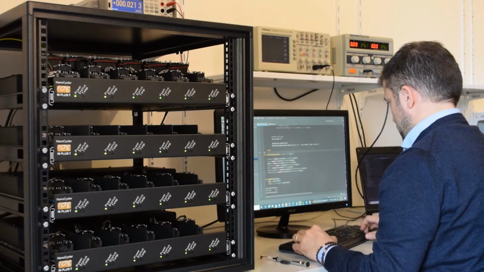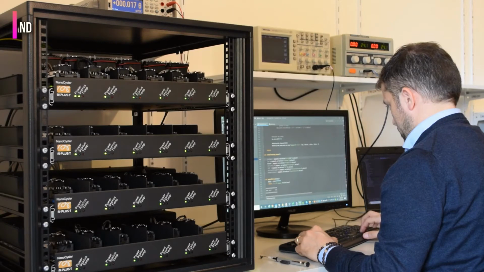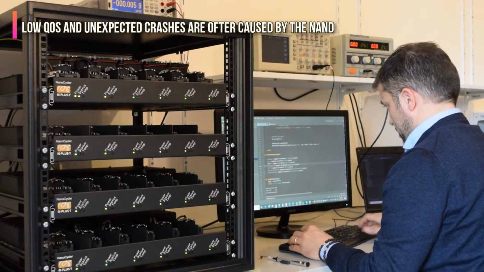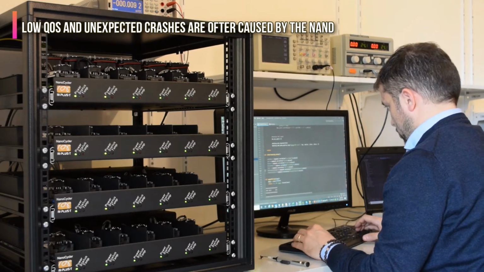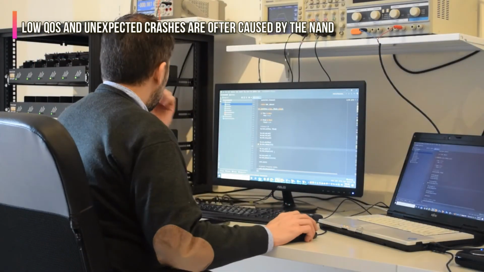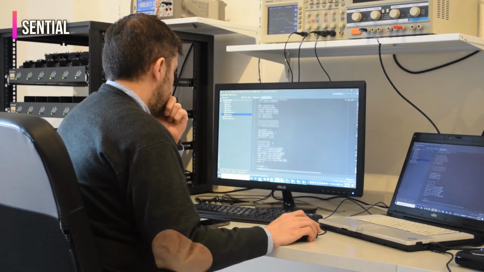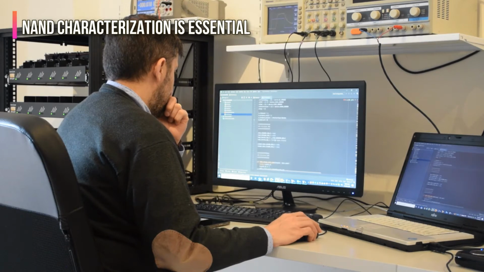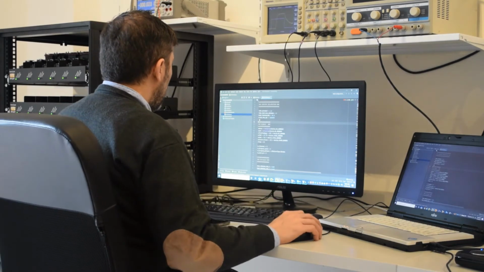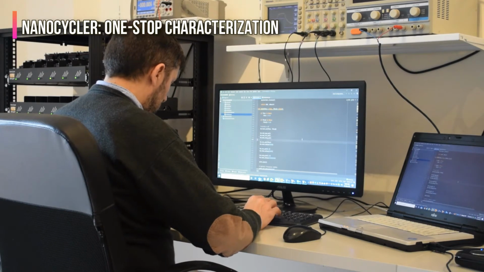We're happy to share with you our experience in understanding and solving problems during SSD development. SSD developers spend significant effort behind lower than planned quality of service and unexpected crashes. Many of these issues are due to incorrect hardware and firmware management of the NAND devices, not facing correctly the challenges of the latest NAND technologies and interface speeds. All-inclusive NAND characterization, if correctly executed, reduces the reworks during SSD prototyping and ensures reliable, high-performance products. M+T's Nanocycler offers a one-stop solution to collect and analyze all NAND-related information.